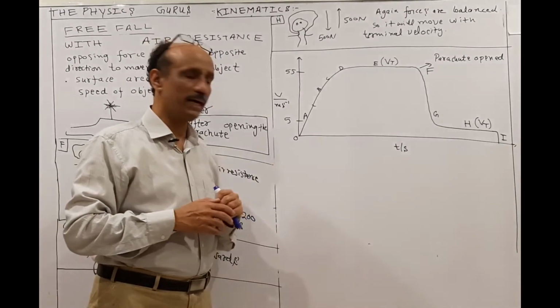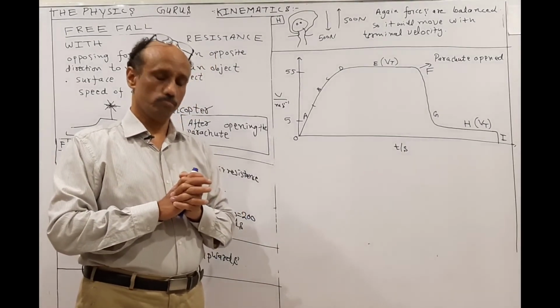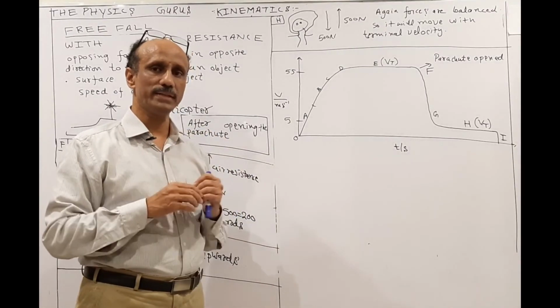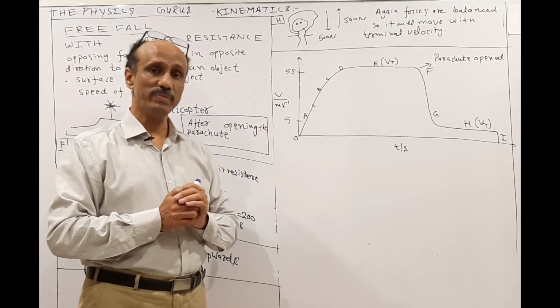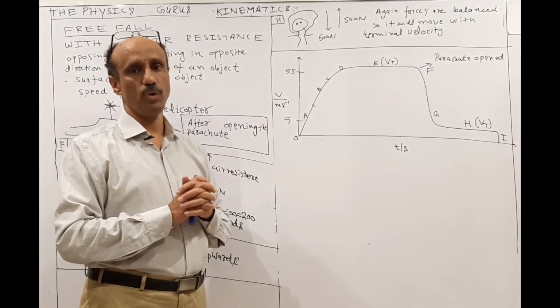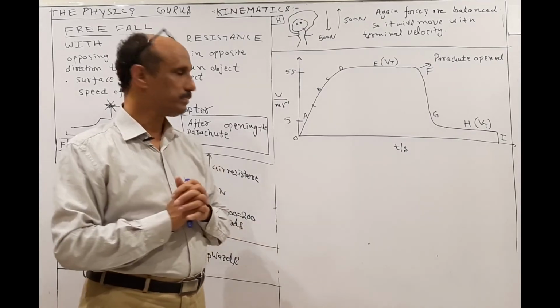And then at point I, he hits the ground. When he hits the ground, you have observed that the paratrooper takes a few steps. What is the reason? The reason is inertia, the kinetic energy. If he does not take the few steps, then what will happen? He may fall down and injure his knees.